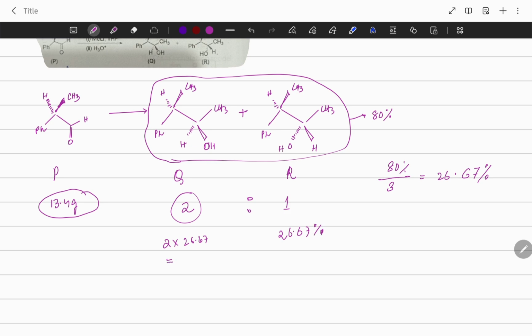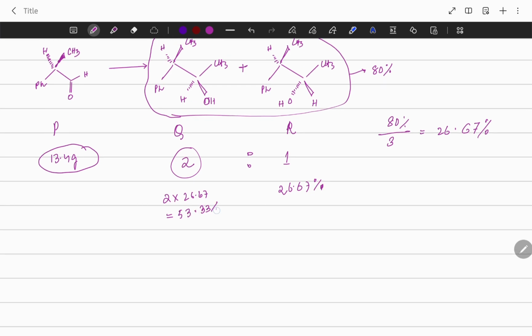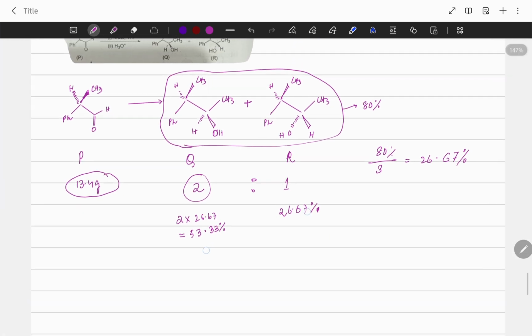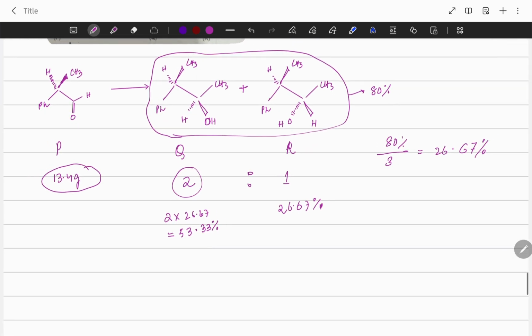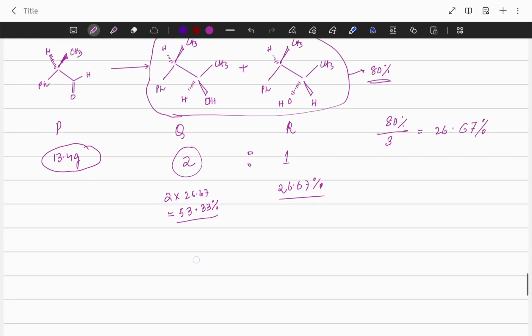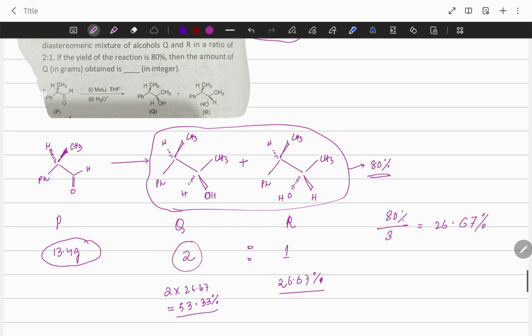So if it is two parts, that means 2 into 26.67, and the other is 26.67 percentage. So Q and R is in the ratio 2:1. Overall it is 80%, and out of this 80%, two parts will be 53% and 26% will be the R, one part. Now from the reaction that is given, 1 mole, when it reacts with methyl lithium in THF and H3O plus, you get 1 mole of this and 1 mole of this.